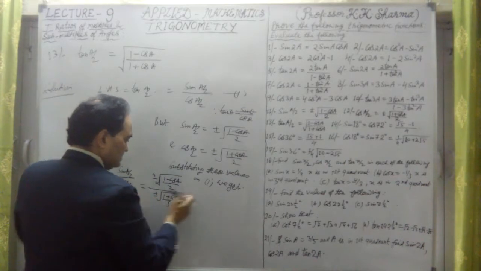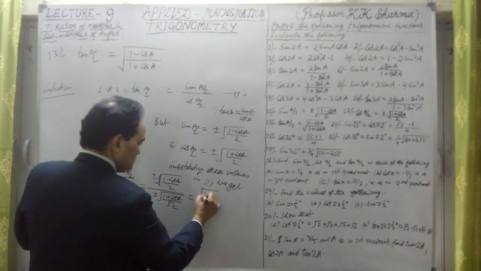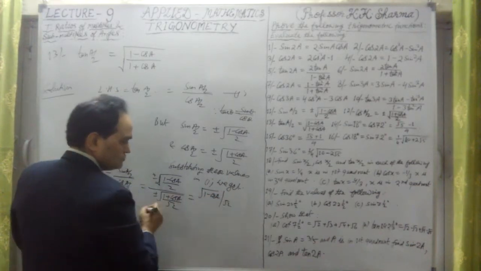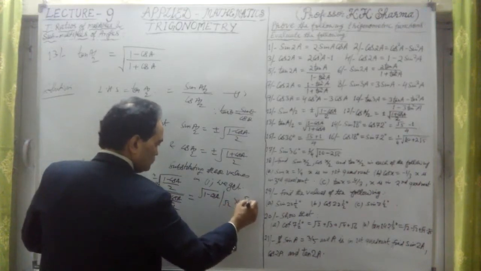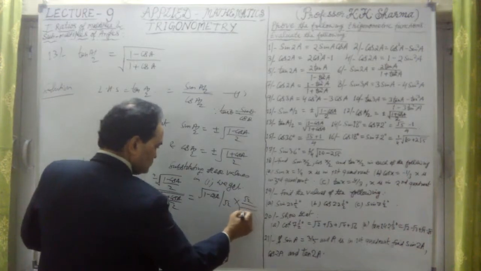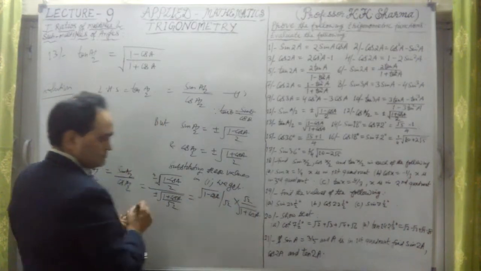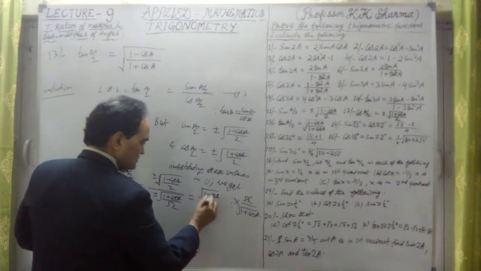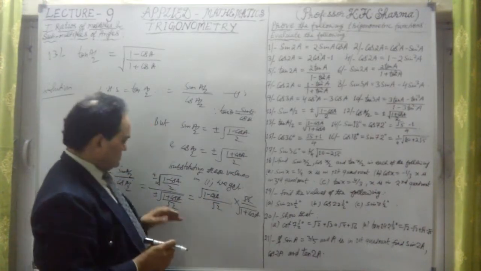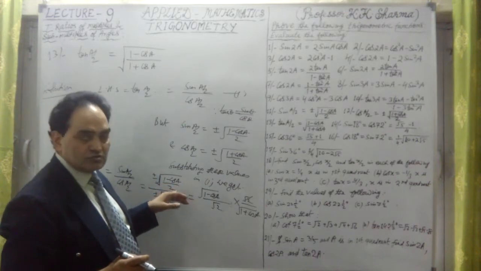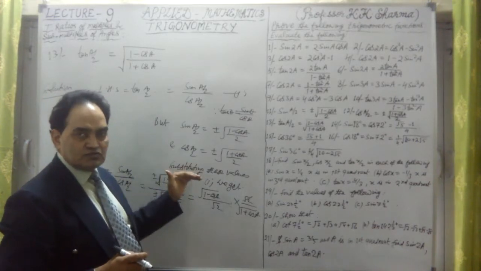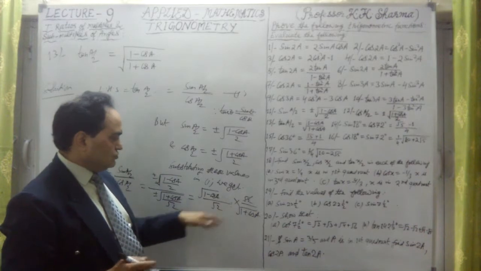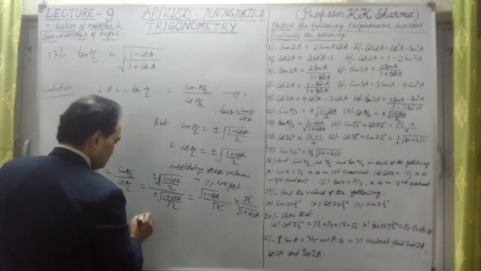Let me write them in a proper manner. This is under root 1 minus cos A upon under root 2, multiplied by under root 2 upon under root 1 plus cos A. The under root 2 and under root 2 cancel out. So this gives us square root of 1 minus cos A upon square root of 1 plus cos A.